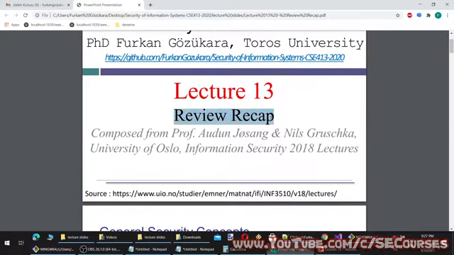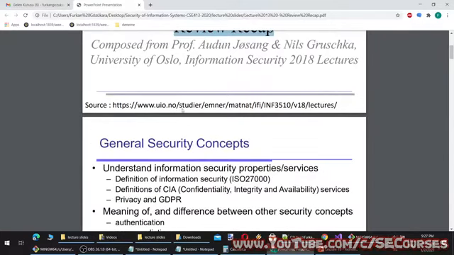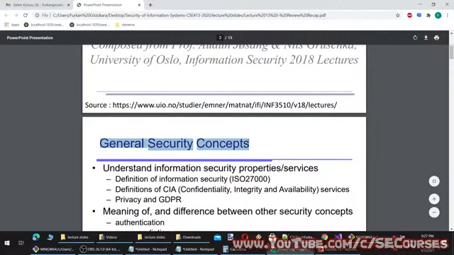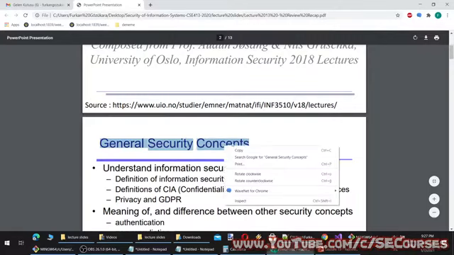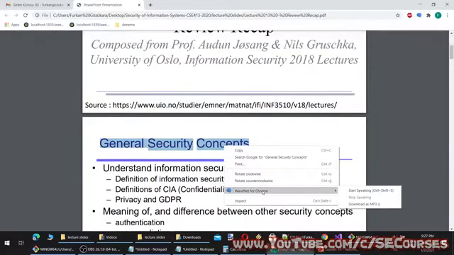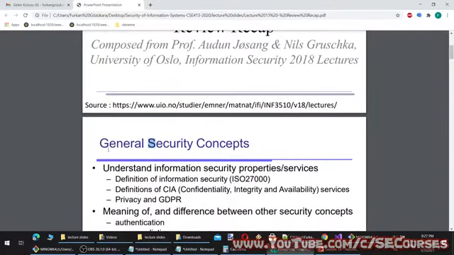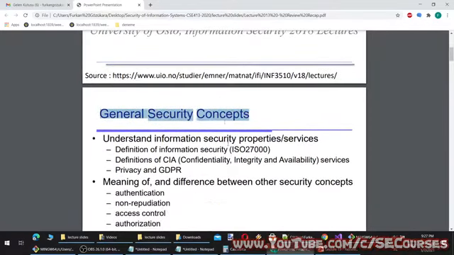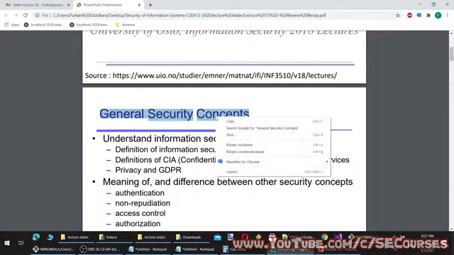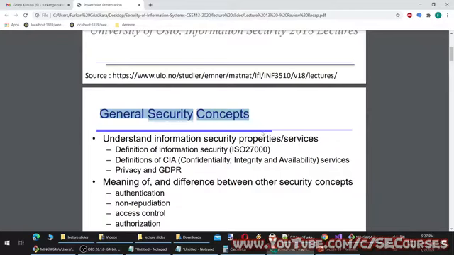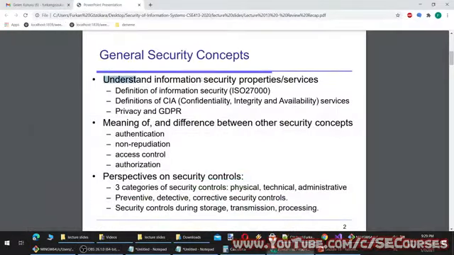Today we are going to review and recap what we have seen so far. Actually this is the latest slide, and next week I will be explaining injection hacking methods to you. We have seen them briefly but we will see them in detail. General security concepts. Okay, all right.